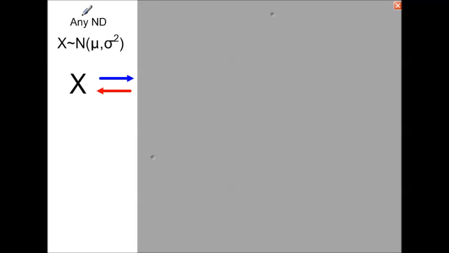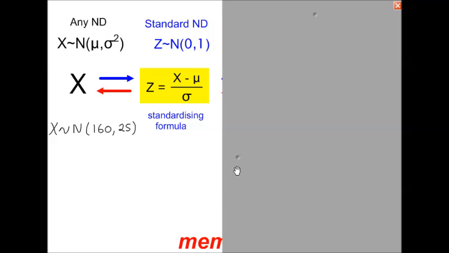Okay, we start off with any normal distribution. So let's say we've got a normal distribution for heights of students. It's like this: the mean 160, a variance of 25. If we randomly select a student from this population, we're trying to work out the probability that the height of the student is less than 162.1 centimeters.